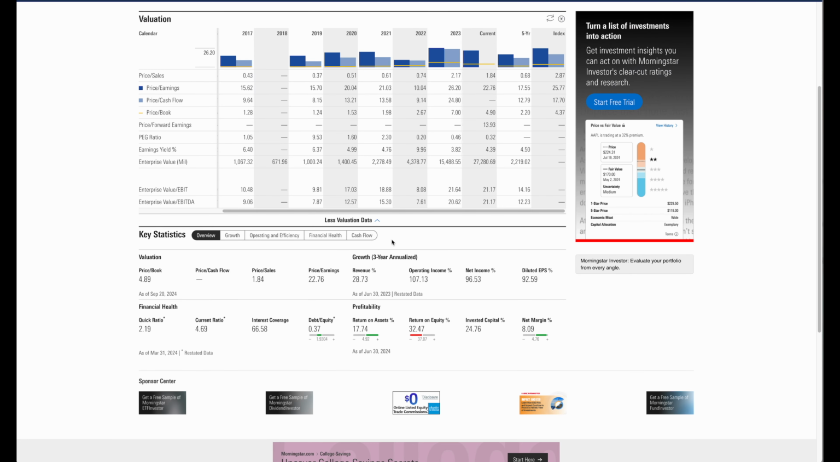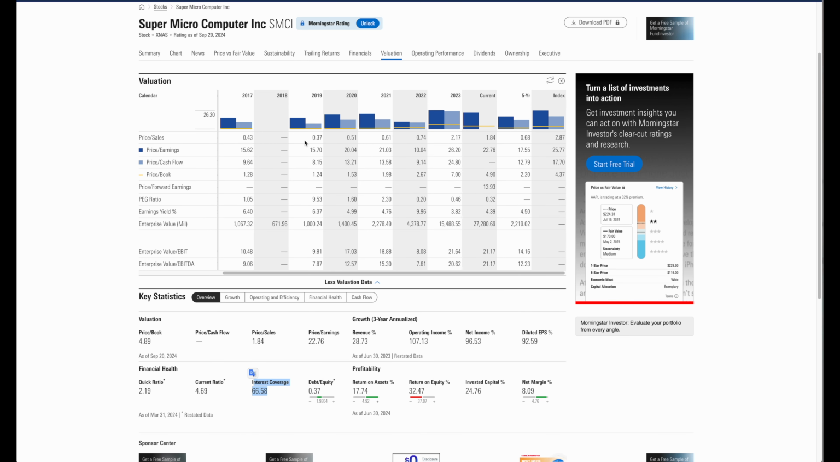In Morningstar here, this is what I like. Debt to equity, only 0.37, so 0.04, which is real good. Interest coverage, amazing. If you look at it here, historically, it is overvalued. Price to sales currently at 1.84 versus a 5-year average of 0.6. Earnings yield, you see here, is higher than the 5-year average. Price to book is higher than the 5-year average.